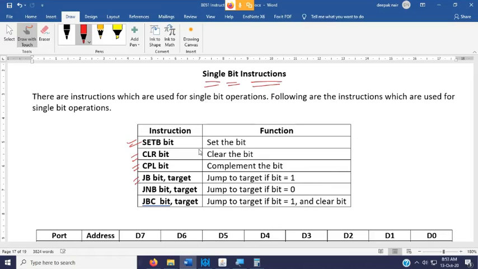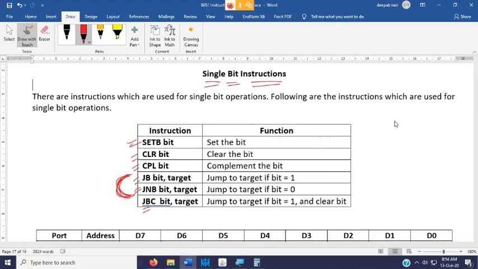Jump if the bit is high, which you used yesterday to check whether the switch is on or off. Or you can use jump if the bit is not high. These two operations are very handy when you want to check whether some switches are on or off. And the third one is jump bit. If the bit is high, jump to a certain target, but before jumping, clear that bit also.